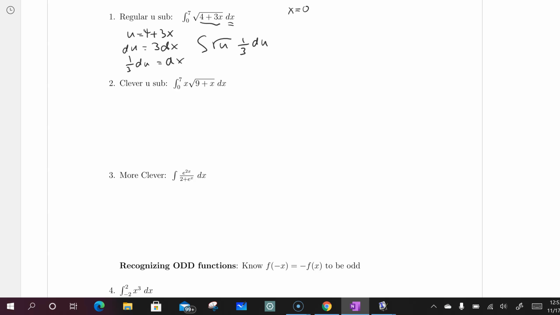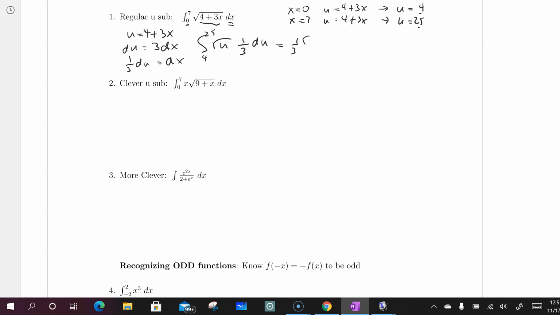So if I take x equals 0 and I put it into the conversion factor of 4 plus 3x, I get u equal 4. So if I take x equals 7 and I put it into this conversion factor, then I get u equals 7 times 3 is 21 plus 4 is 25. All right, so I'm going to put the 4 here and the 25, right? So the 0 gets replaced with the 4 and the 7 gets replaced with the 25.